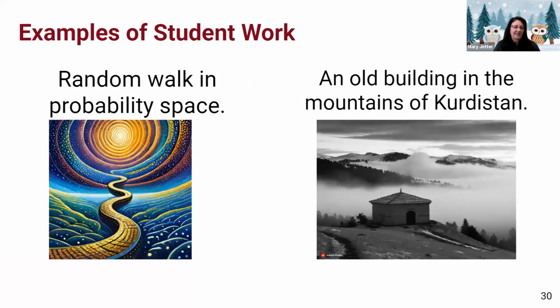So one of my students was in statistics. And so he came up with this random walk in probability space. He had a yellow brick road going off into the sun, but you can see all the different details, it would be really fun to try to describe that. Another student was from history. And so he had AI create an old building in the mountains of Kurdistan. So his area was Kurdish history. So you can see here we have a low building with a tiled roof in the mountains. And that also allowed him to talk a little bit about what this building might have been, how it was used, and all of that.